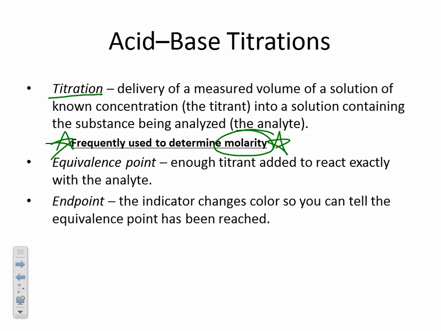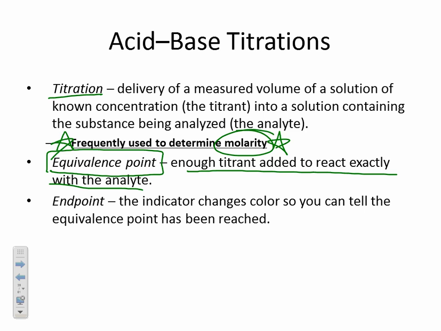Any titration is actually based on this thing called the equivalence point. How do you know when you stop titrating? You want to stop titrating when you hit the equivalence point. The equivalence point is when you have enough titrant added to react exactly with the analyte. Basically, the two compounds you're working with have completely reacted with one another.